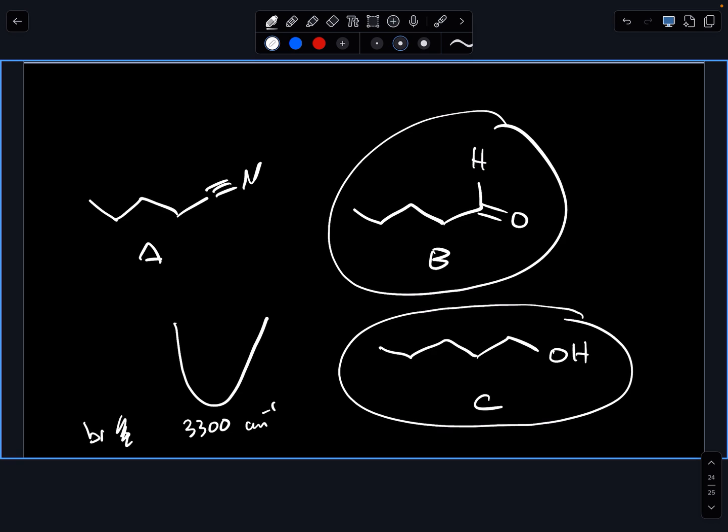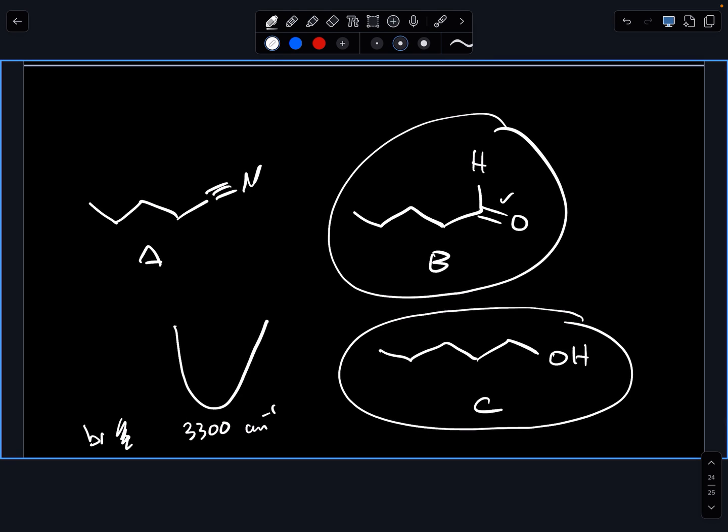B has two main features. One of them is the carbonyl group. Carbonyl groups always come around 1700. Could be 1720, could be 1750, but it's going to be around 1700 somewhere. It's a very strong signal that goes all the way to the bottom. It's a little broad, not as broad as an OH, but not razor thin either. It's got a good girth to it. And you can see that in spectrum 3, down at about 1720.